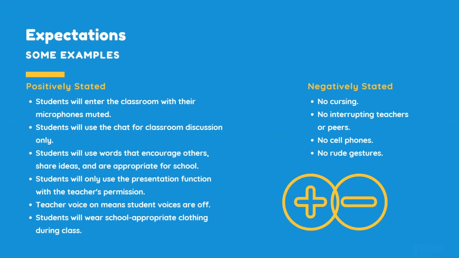So here's two examples of wordings of expectations. Both of these are built for the online classroom based on issues that have been communicated with our team. So we have positively stated expectations that all start with students will. Students will enter the classroom with their microphones muted. Students will only use the presentation function with the teacher's permission. These address those specific behaviors that disrupt your teaching and students' learning.